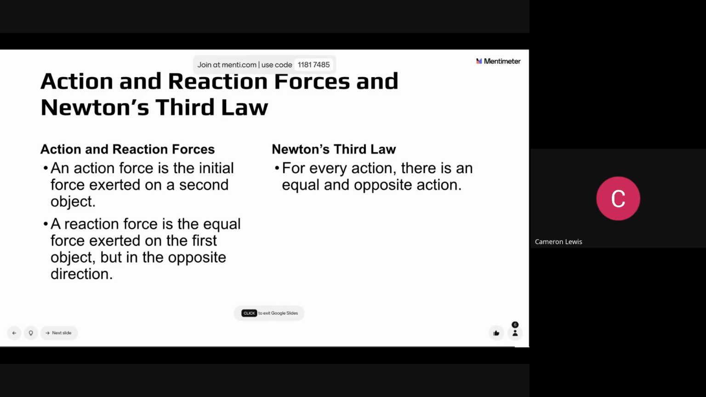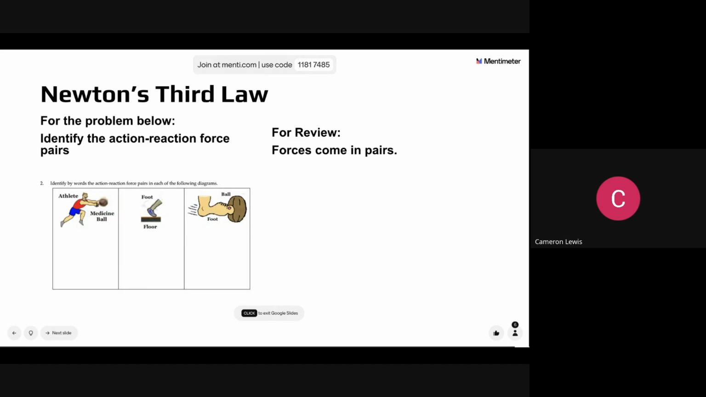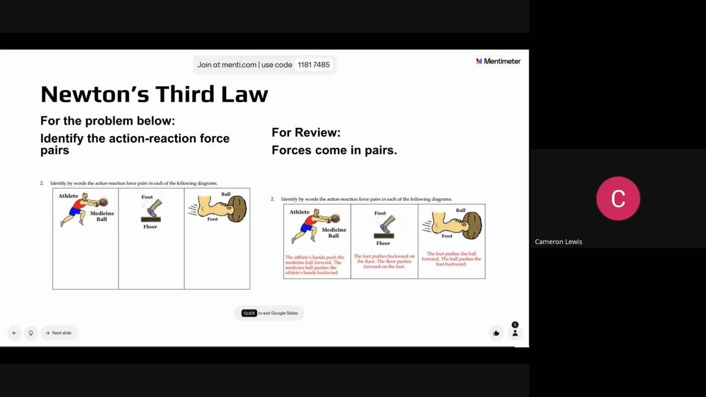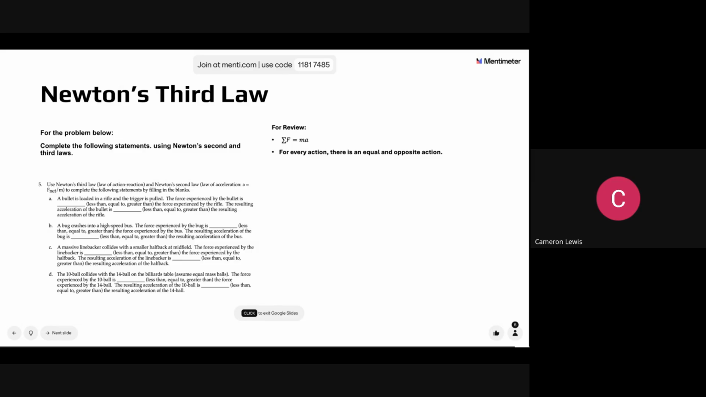So we get Newton's third law. For every action, there is an equal and opposite reaction. Like this one, right? The athlete's hands push the medicine ball forward. The medicine ball pushes the athlete's hands backwards. That type of thing. But where this really comes into play is when we go back and forth, just like the first and second law went together, we understand how the second and third law go together.